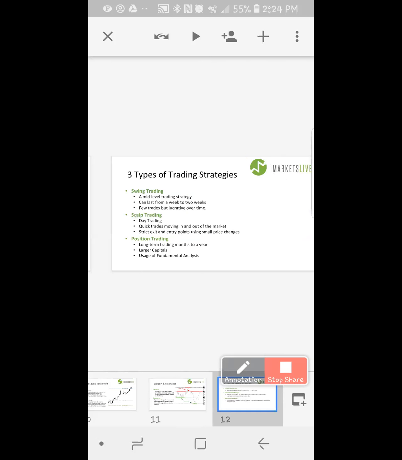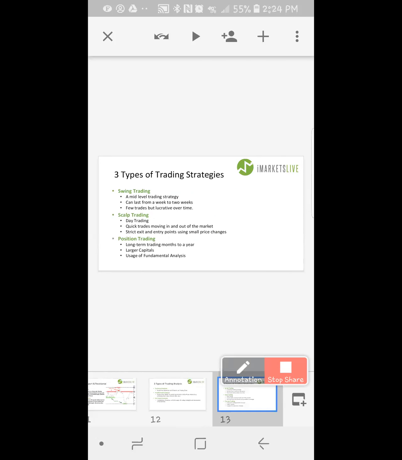There are 3 types of trading strategies. We have swing traders, which our CEO, Christopher Terry, sends out those swing trade alerts. We can now get them on Sunday nights when he goes live for swing trades and things like that, where he analyzes the market. It's a mid-level trading strategy, and it can last for a week to 2 weeks. God bless those people. Right now, I don't have the patience to be in a trade like that, but there's some people who do, okay? I already told you, it can last a week or 2 weeks. Few trades, but lucrative over time.